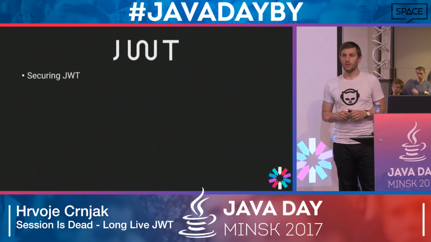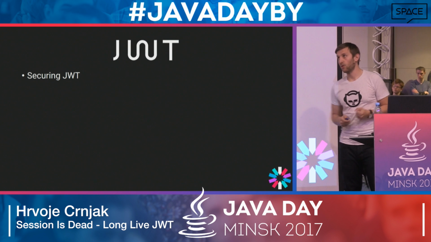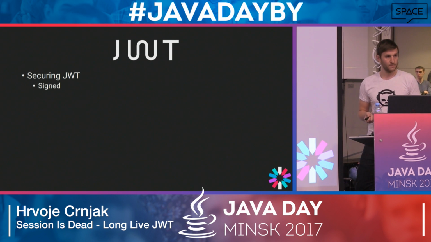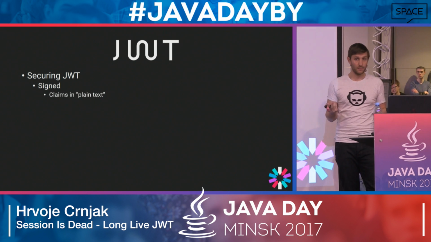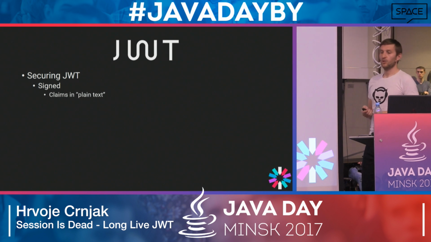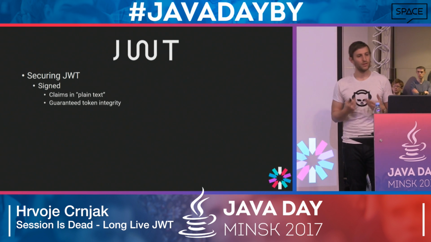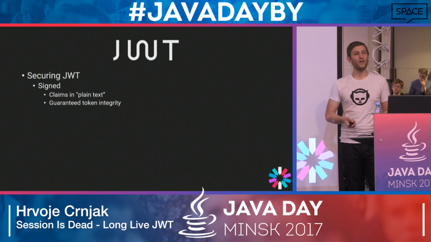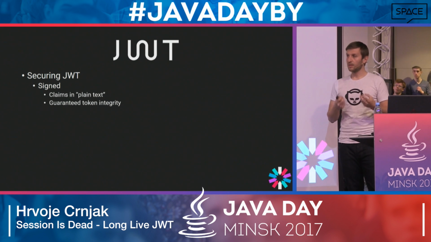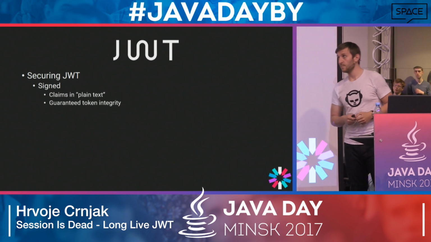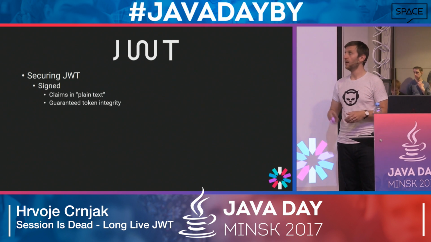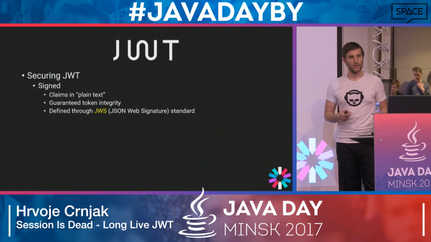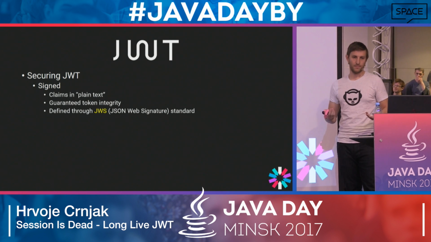Well, when it comes to security, JWTs come in 2 flavors. So we have signed JWTs. In this case, claims are in plain text, and the signature guarantees the token's integrity. So you can basically read the token, but you cannot alter it. The process of signing a JSON Web Token is defined in the JWS, the JSON Web Signature standard.